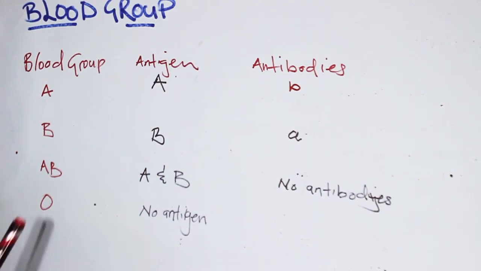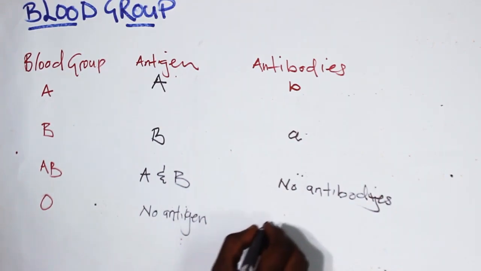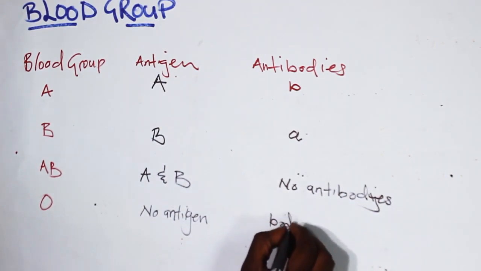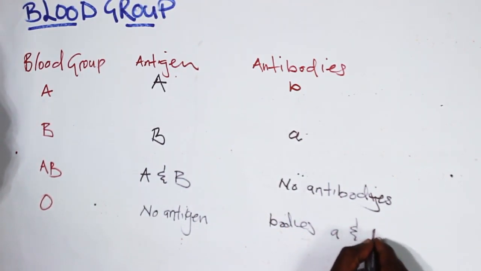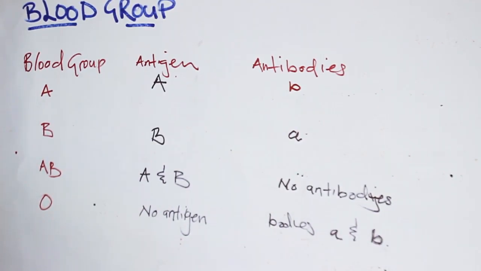And if you are a blood group O, meaning you have antibodies A and B. Alright, so meaning your antibodies are A and B. I'll come again and I'll say that again.